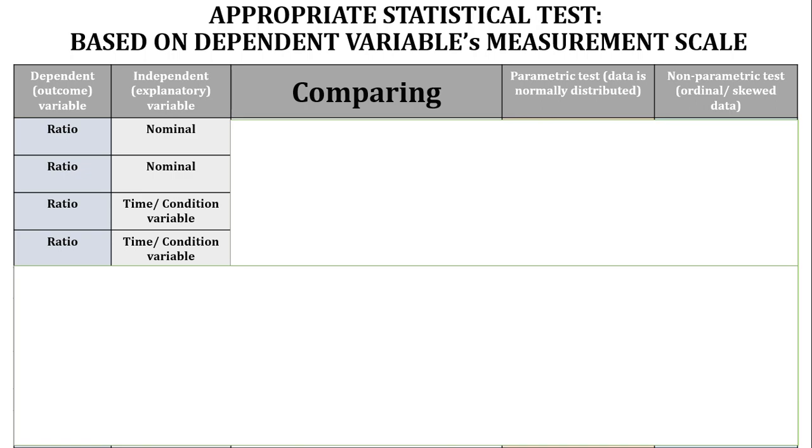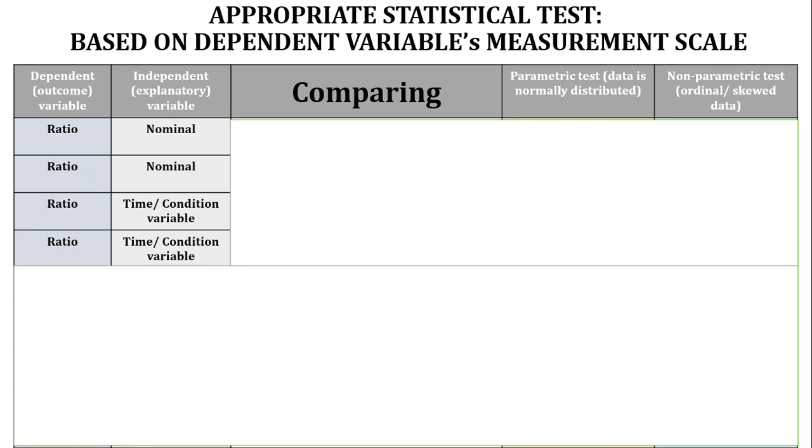Further, to find the appropriate statistical test based upon the dependent variable under the measurement scale, here you can see the first column is for the dependent, or you can say outcome variable, and the second column belongs to the independent or explanatory variable. If your dependent variable is in scale form, as you can see here, ratio, ratio, ratio and ratio.